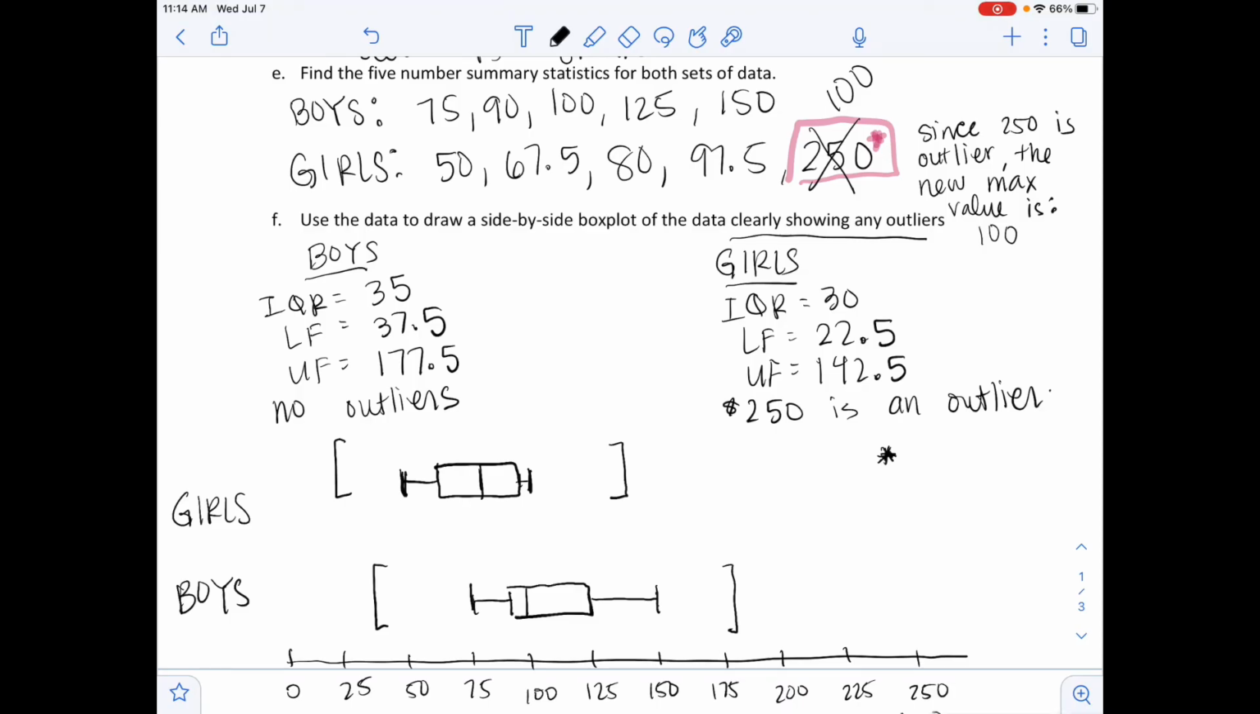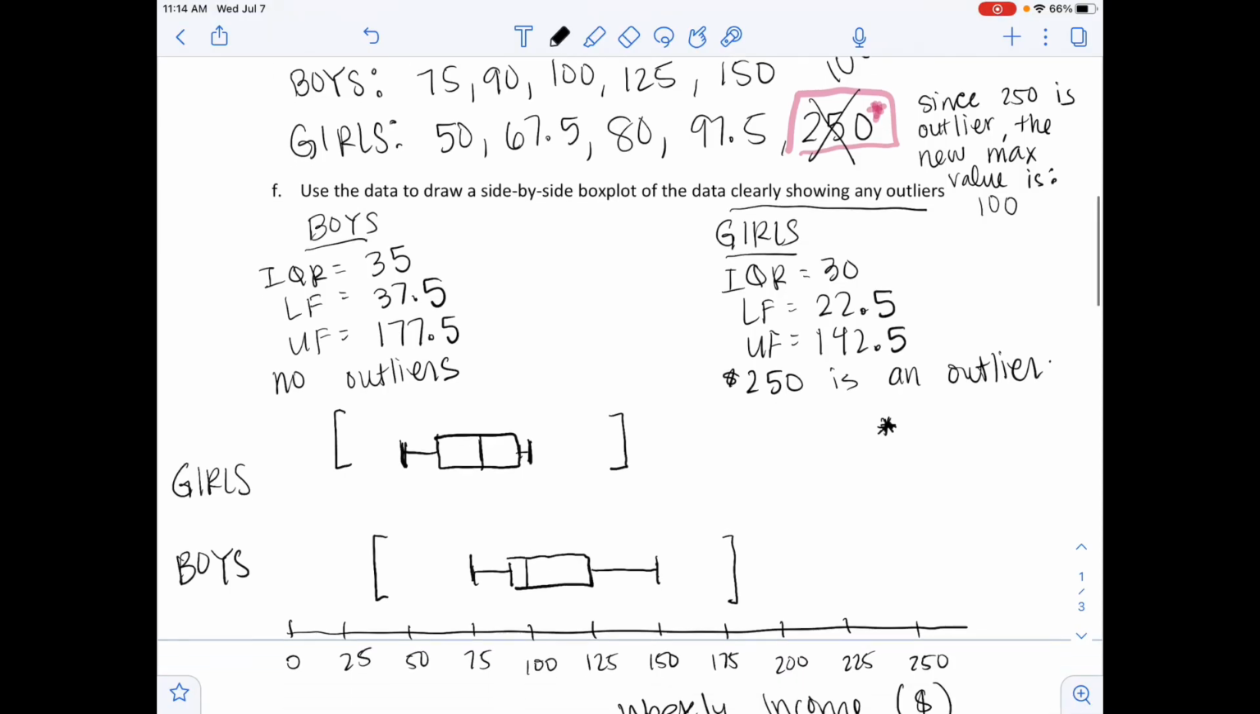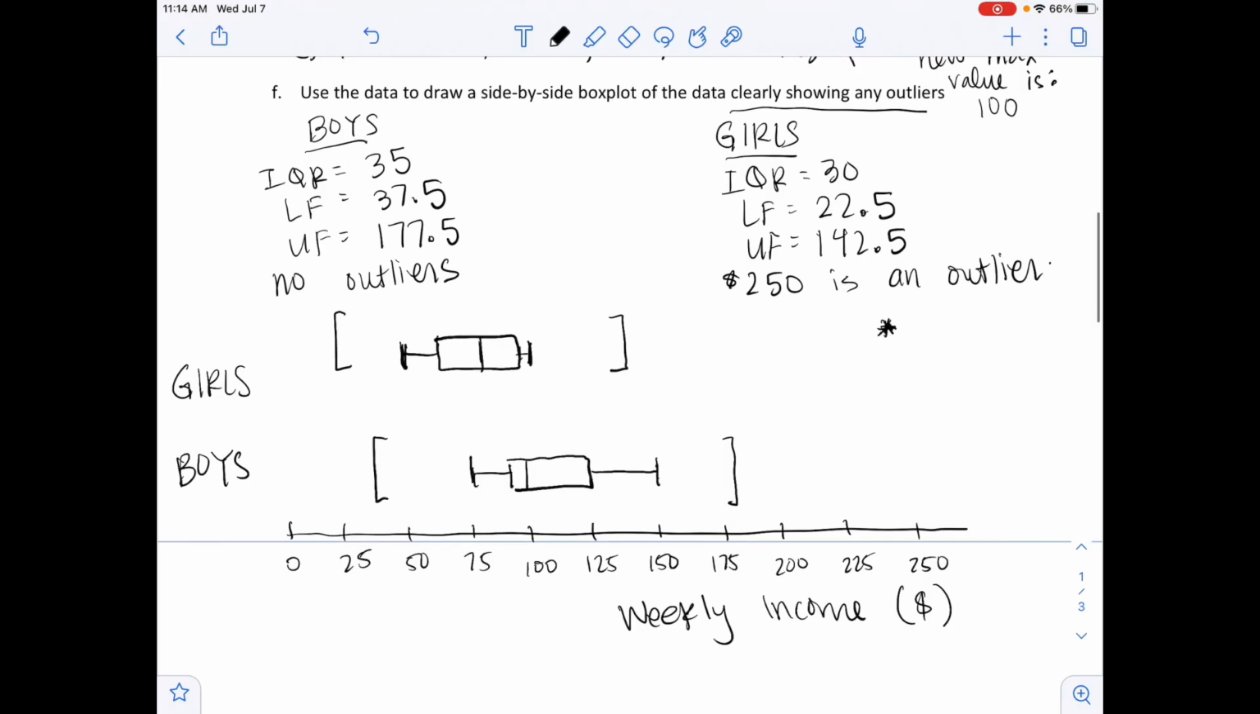So this is my side-by-side box plots for our data. And again, this is an outlier marked out over here, and that's at $250 for girls.